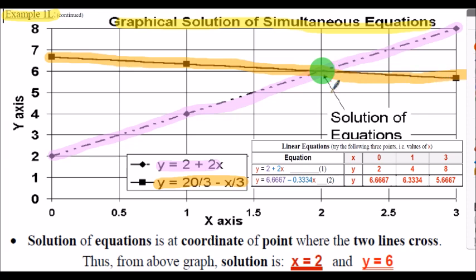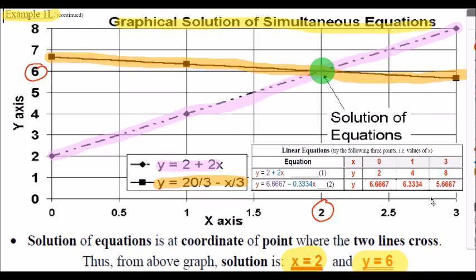So reading on the x-axis, we can find that x is equal to 2, shown here. And reading on the y-axis, we find that y is equal to 6, shown here. So our solution of the equations are x equal to 2 and y is equal to 6.